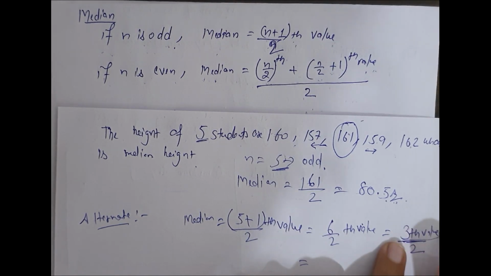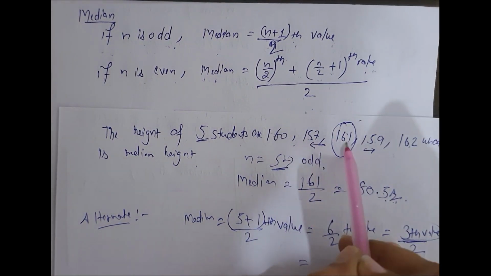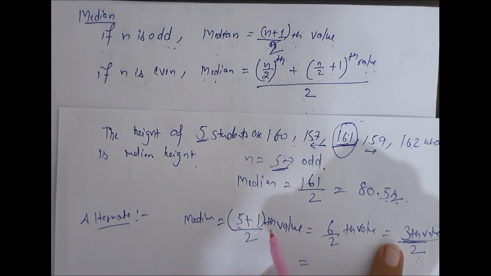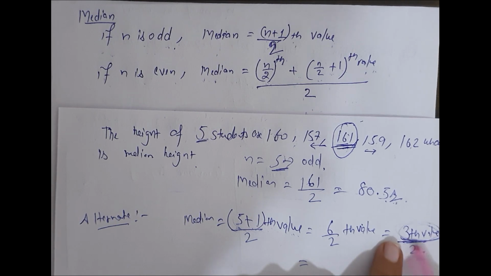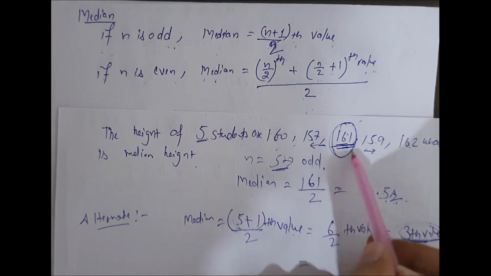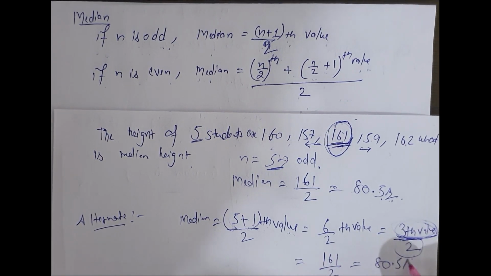It means that the third value divided by 2 will be the median. What is the third value? 1, 2, 3. This (n plus 1)th value tells you about the term. That is, this is the third value. Which is the third value? That is 161 divided by 2. Again, the answer will come out to be this.